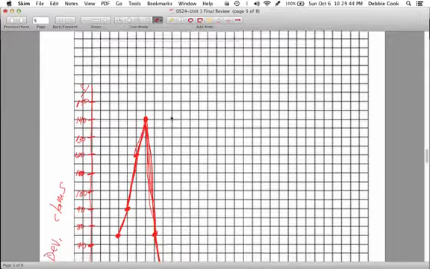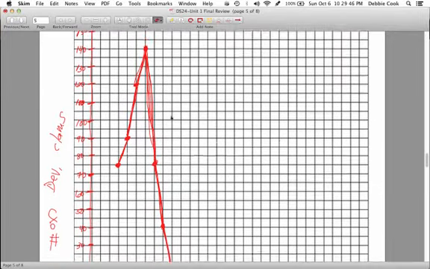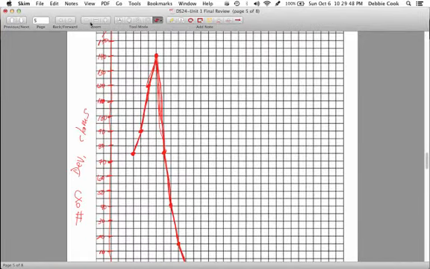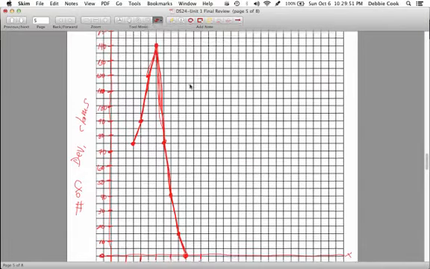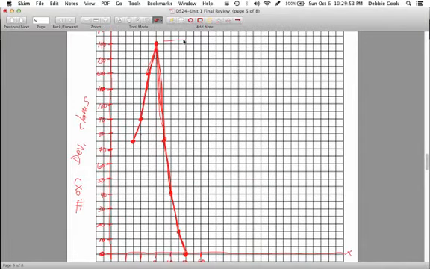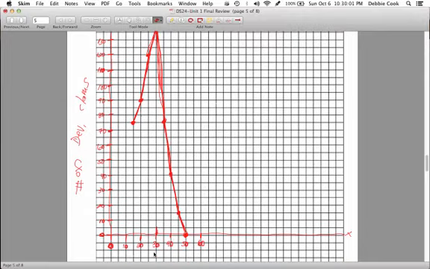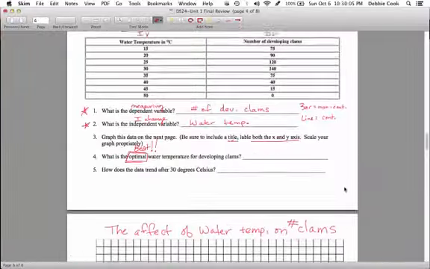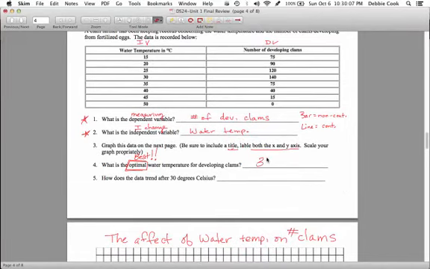So in order to figure out what's the best water temperature to grow my clams in, I'm looking at my chart. Looking at my chart, I see that I peak right here. So this right here is my optimal data point. So I'm going to go down, see what it aligns with. And it aligns with 30 degrees. So I'm going to go back up and I'm going to write 30 degrees Celsius. I hope that you've already done that and your answers were correct.